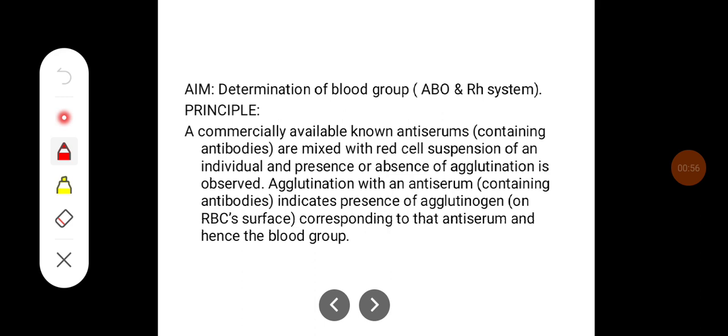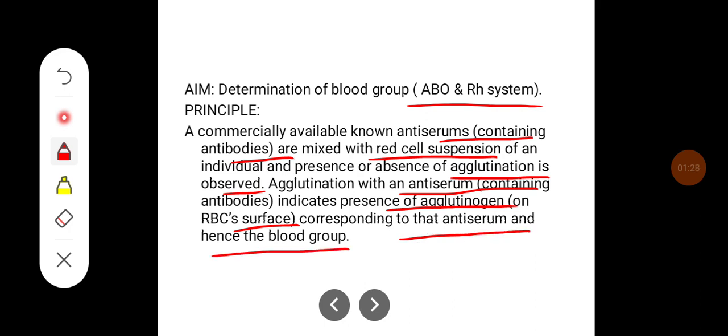In this particular class, we'll try to determine the blood groups of the ABO system and RH system. The principle here is that commercially available known antiserums containing antibodies are mixed with a red cell suspension of an individual, and the presence or absence of agglutination is observed. Agglutination with an antiserum containing antibodies indicates the presence of the agglutinogen on the RBC surface corresponding to that antiserum, and hence the blood group.